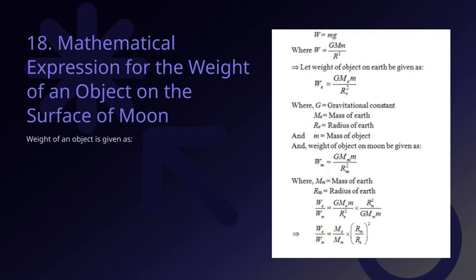Understanding this helps us see why objects feel much lighter on the moon, and it's a key concept when studying gravitational effects and space exploration. It connects directly to the overall theme of how gravity influences objects in different environments.